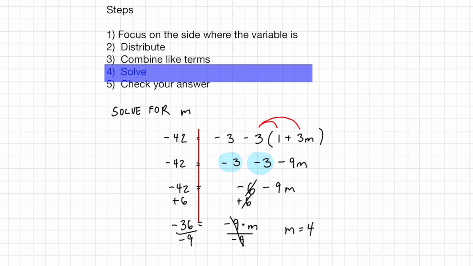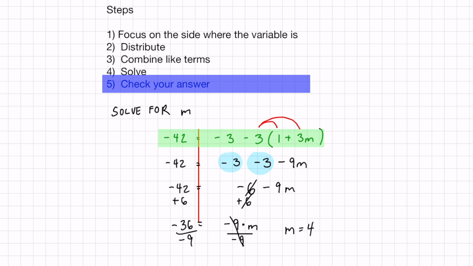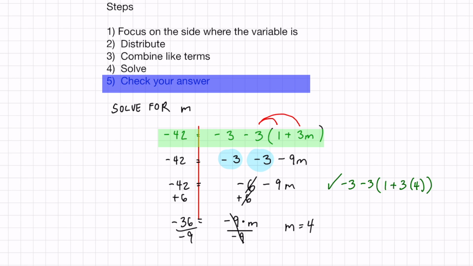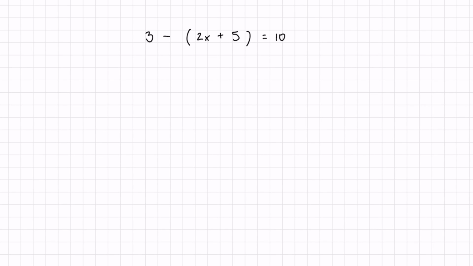If you want to check your answer, just substitute m as 4 in the original equation. So if I want to check my answer, on the right side, if I do negative 3 minus 3 times 1 plus 3, and now we got an m, right? We got m as 4. And if you check that in the calculator, it will equal negative 42, which is what the original equation was saying.